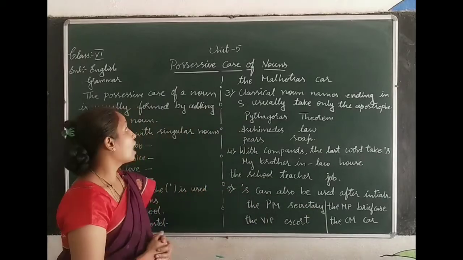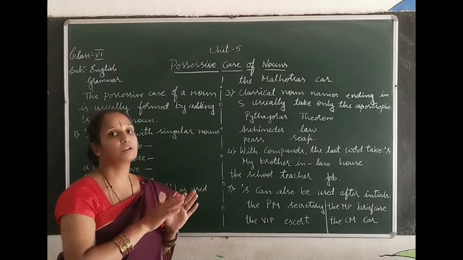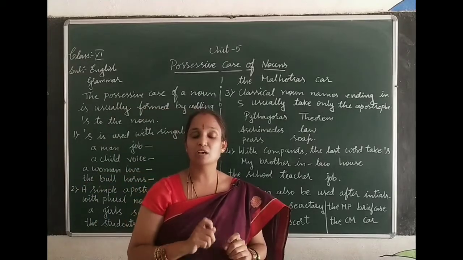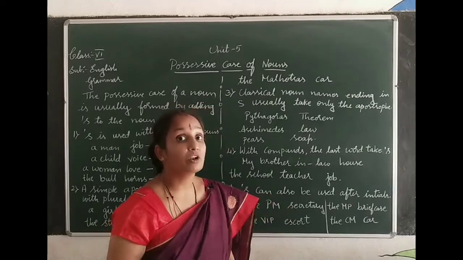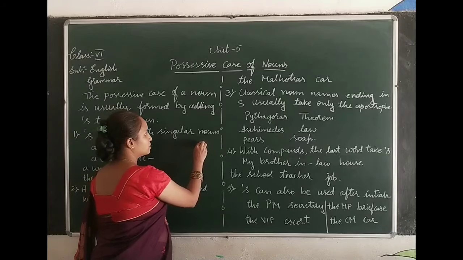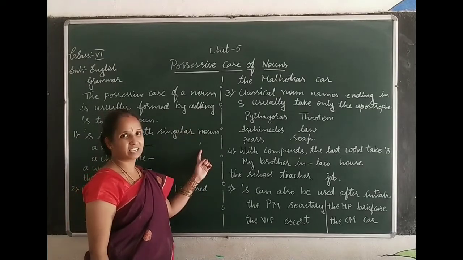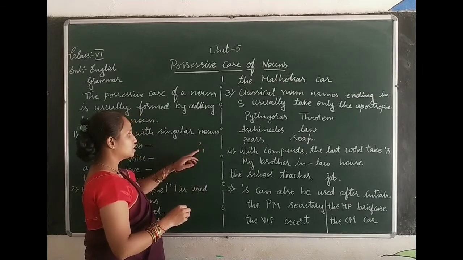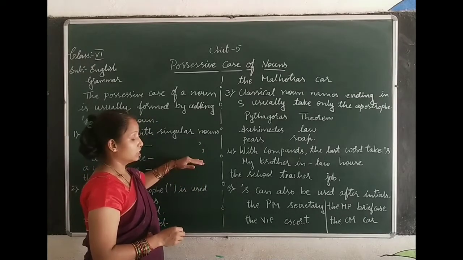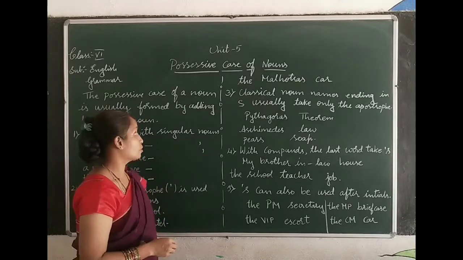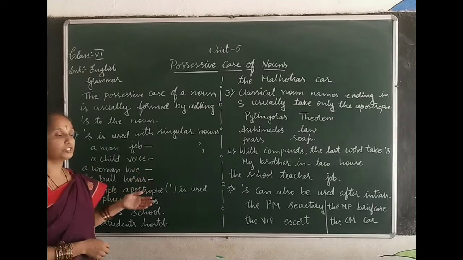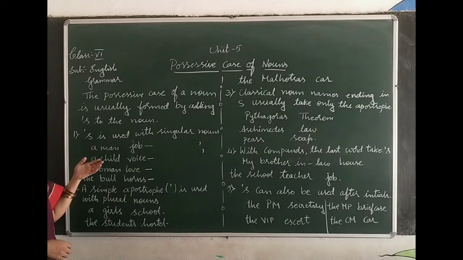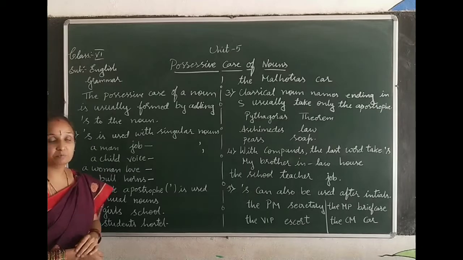Before teaching this, let me clear one thing. Apostrophe is a symbol. It is one of the punctuation marks, which is written like this. I think you can see clearly. The comma which is written above the word is said to be an apostrophe. Let me go on to teach you how and where these possessive cases are written.